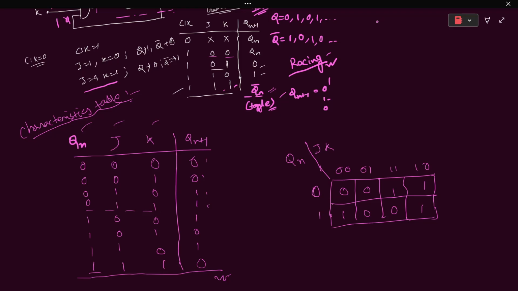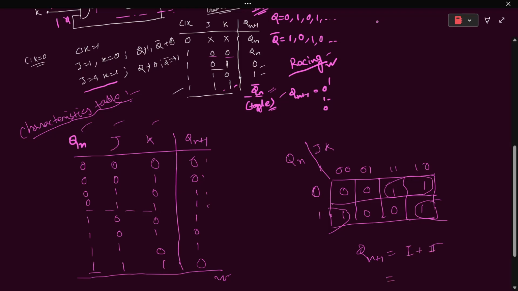Okay, so let's pair these things. How will we pair? This is the first pair, clearly visible, and this is the second one. So what will be the expression for Qn plus 1? Let's pen it down. This is the first group and this is the second group.